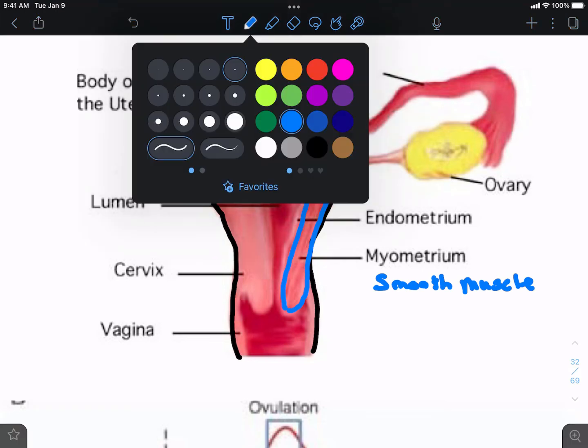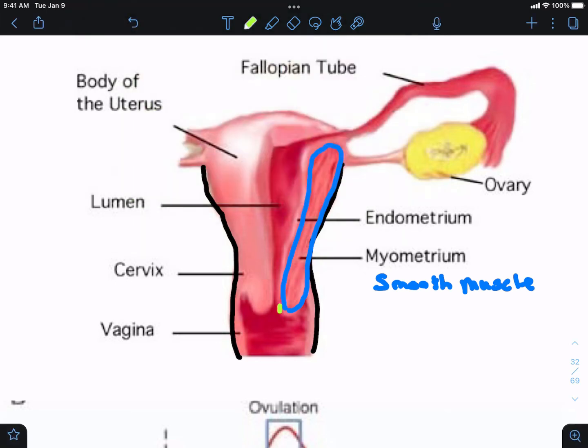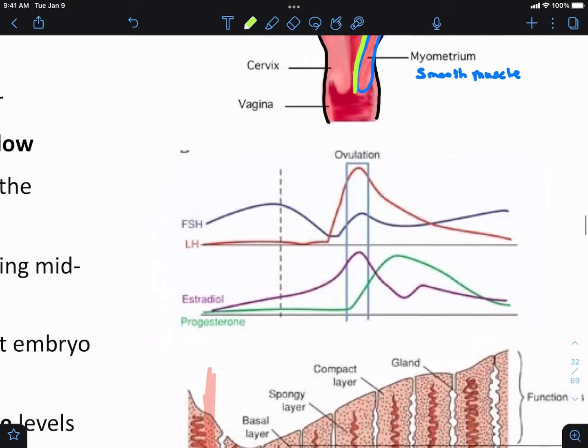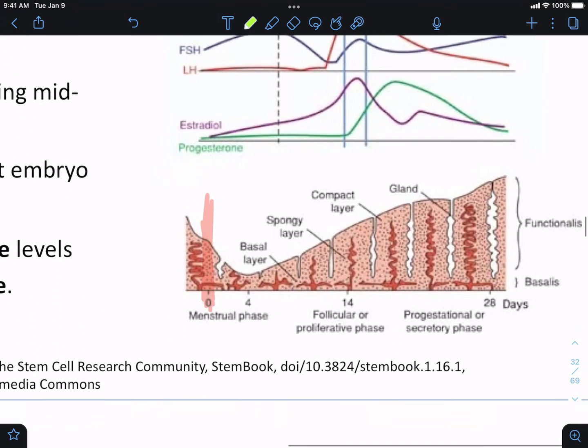The inner layer is, what's a good color that'll show up? This layer right here. This is endometrial cells, a type of epithelial tissue. And during the menstrual cycle, those endometrial cells will go through meiosis like crazy.